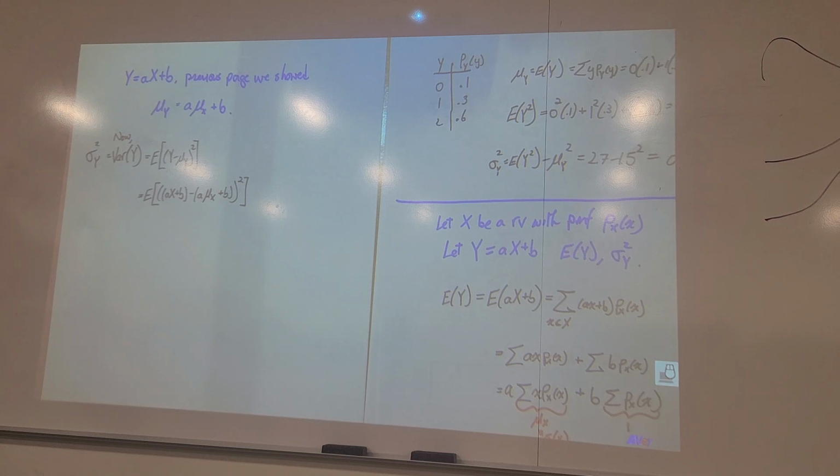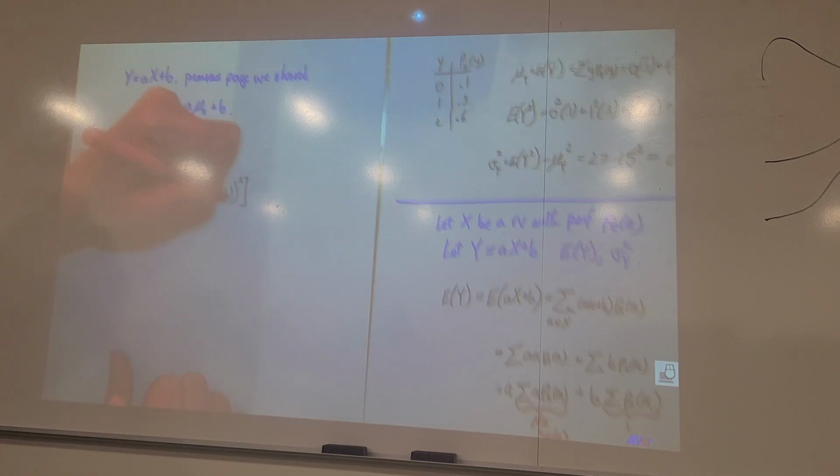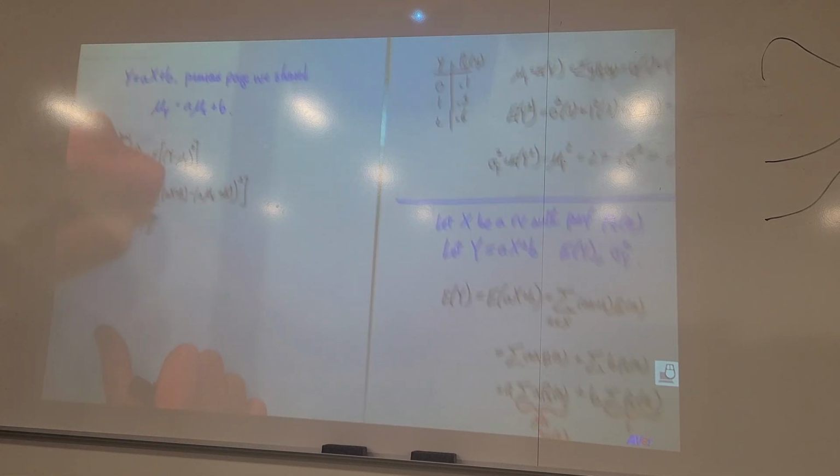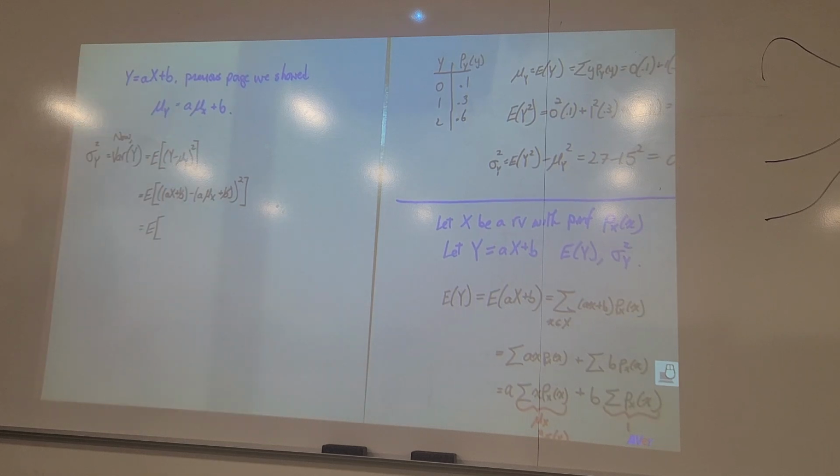Interesting. Let's see. What do we notice here? First thing I notice is those b's cancel out. We in agreement? Those b's cancel out? I agree with that. Those b's cancel out, and I can write that as the expected value of, how can I write that? I can factor an a out. A squared times x minus mu sub x, squared. You agree with that sentence right there?